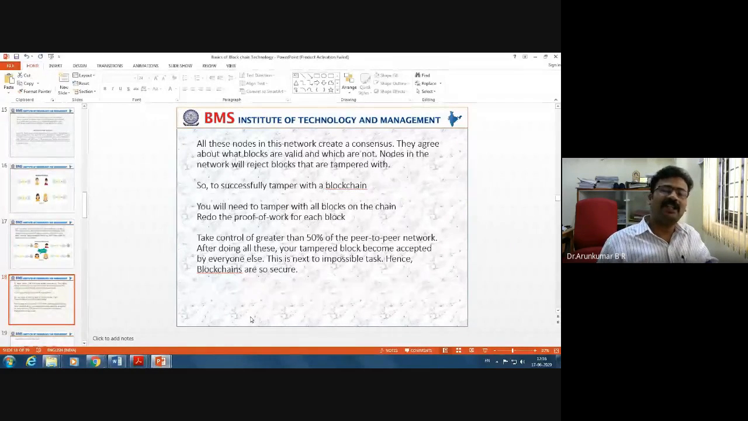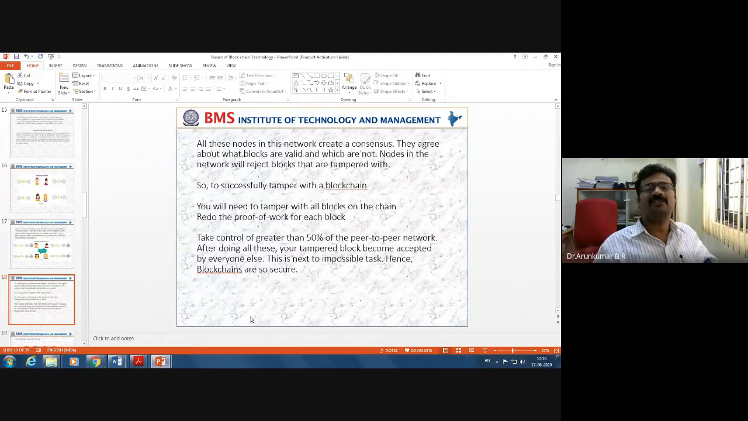You have to solve some puzzle. In the case of Bitcoin, it takes 10 minutes. So first you redo the proof of work, then create the block, then for that block create the hash, and go to the third block and redo the proof of work, create the hash. That way you have to do it for all the blocks in the blockchain.